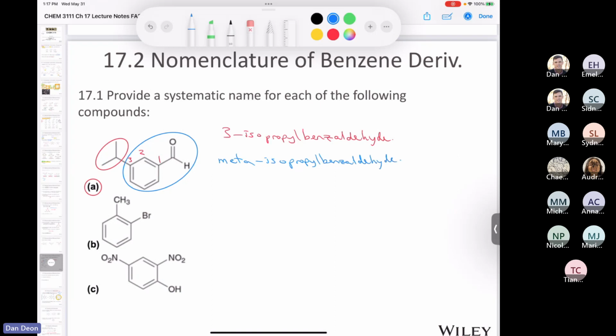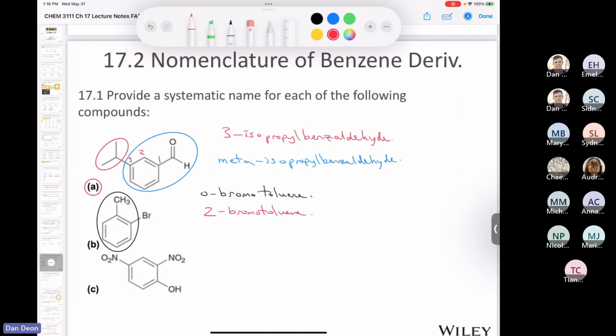All right, next one. What's our parent in the next one? Anybody? I know you know. Yeah, thanks, Maria. Perfect. Couldn't be more correct. Yes, everybody's correct. So this is a toluene. So what would we call this? We'd call it ortho-bromotoluene. So I'll put O-bromotoluene, or we could call it 2-bromotoluene. Both perfectly acceptable. And then the last one, can we use ortho, meta, para in this one?